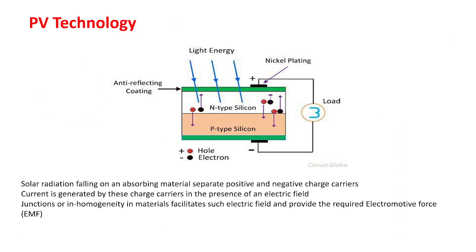Okay, so generally, what is the photovoltaic or PV technology? It is just solar radiation falling over a material. And what happens when the solar radiation falls over a material? It separates the positive and negative charge carriers of a material. So suppose we all know we use silicon as a material, but that is a semiconductor.